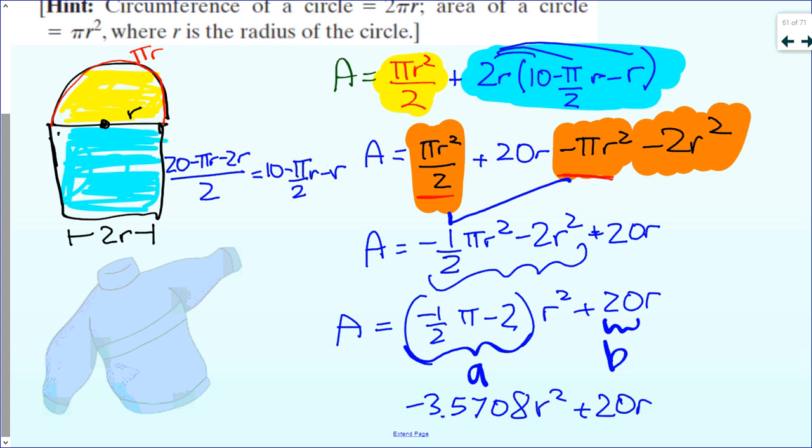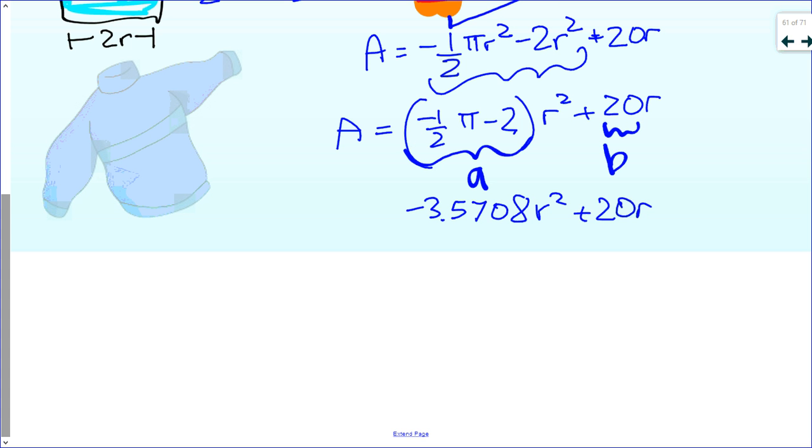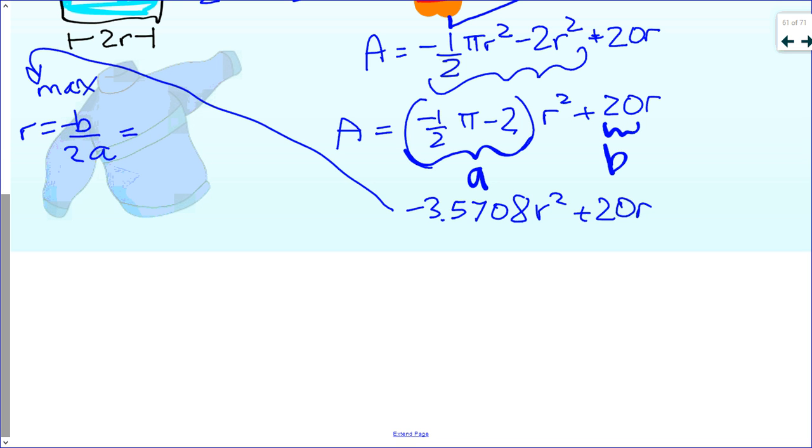Okay, so there we go. We get negative 2.5708 r squared plus 20r. Did anyone have difficulty getting that particular value, or maybe have a different value they think is right? Okay, so now going up here, I know this is a negatively oriented parabola, so I know the maximum will occur at x equals, or in this case r equals, negative b over 2a. So negative b is negative 20 over 2a, which is 2 times negative 2.5708.